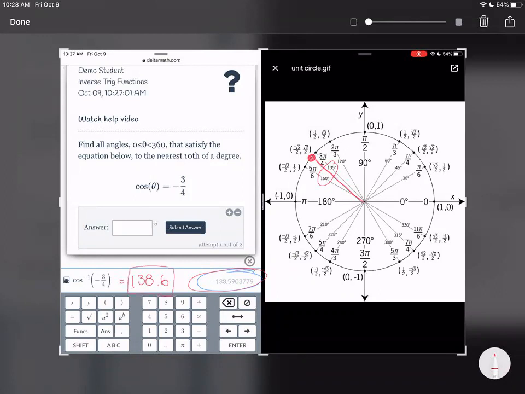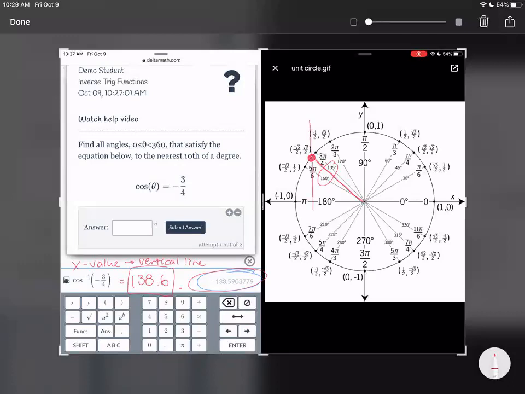Let me just box that because that's one of our answers. Now let me remind you that cosine is an x value and that we want to draw a vertical line for this. So let's draw a vertical line through our points that we just got.